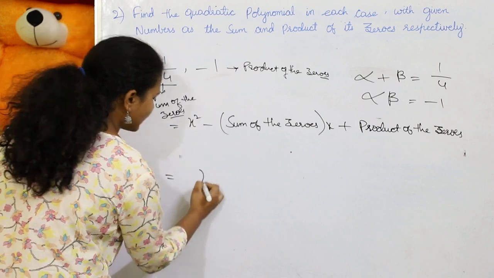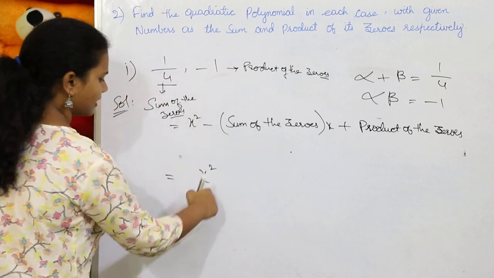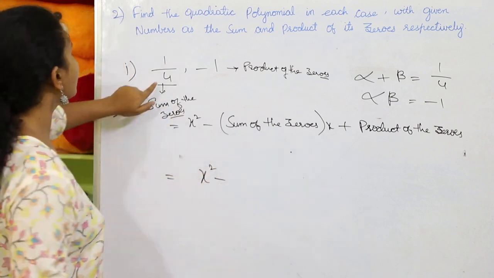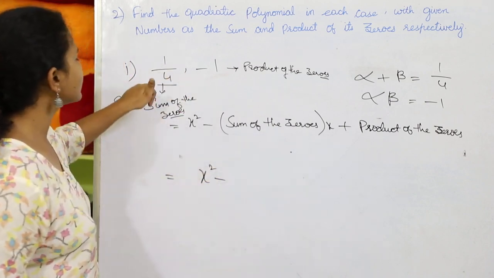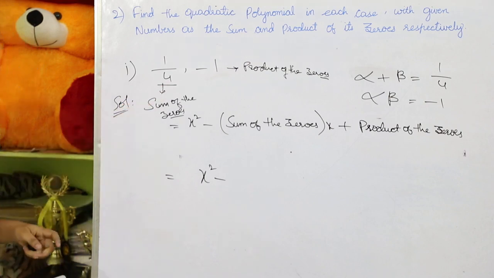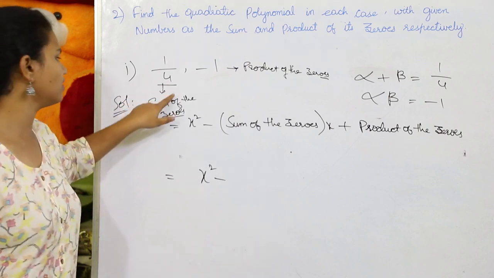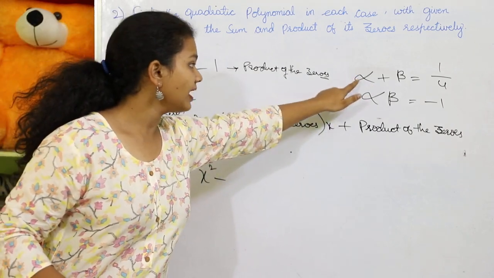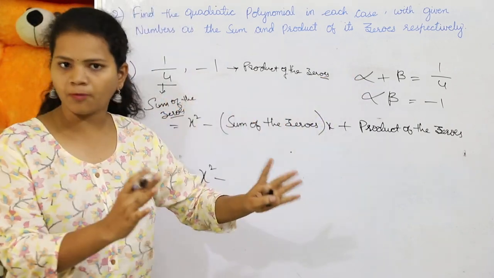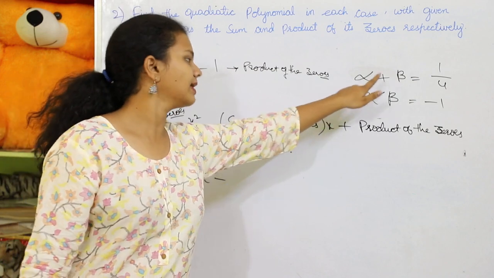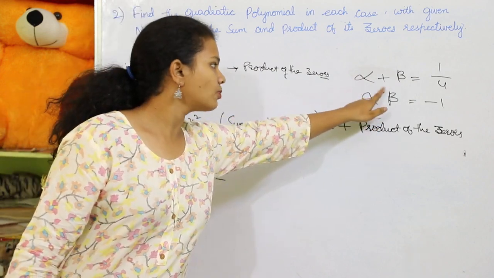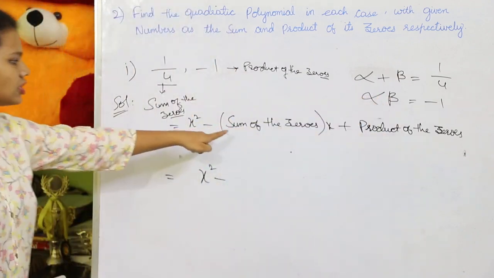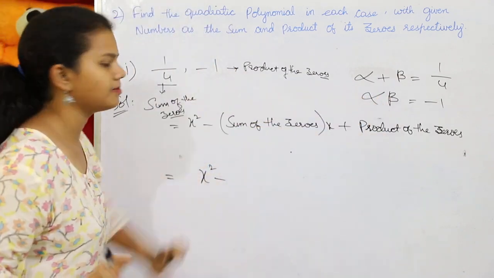You have x square, right? X square as it is over here, and minus the sum of the zeros. In both given values, which value is the sum of the zeros? We know 1 by 4 is the sum of the zeros, where alpha plus beta. Alpha is one of the zeros of the polynomial and beta is the other. They added both numbers and we got 1 by 4, so 1 by 4 is the sum of the zeros.